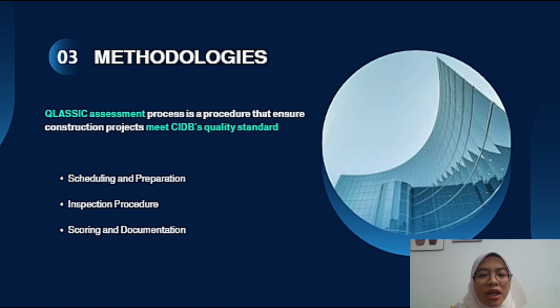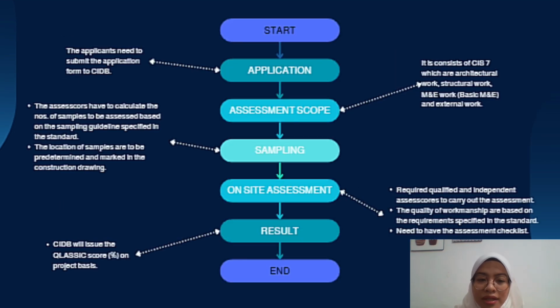For the scoring, it is based on the quality standard outline, and each component is given a score with points that will be deducted for defects or deviations. For the documentation, the inspectors have to prepare a detailed report summarizing the areas inspected, defects observed, and the final score for each section and the overall project. Photographs and remarks accompany the assessment for clarity in the documentation. The QLASIC certificate is issued to the developer if the project meets the quality benchmark.